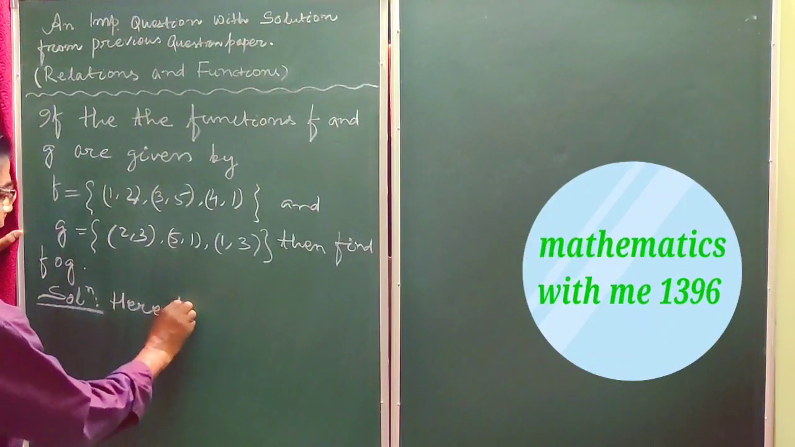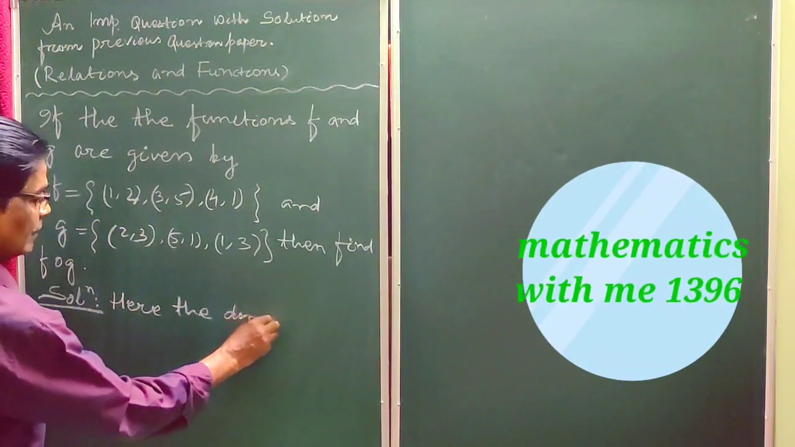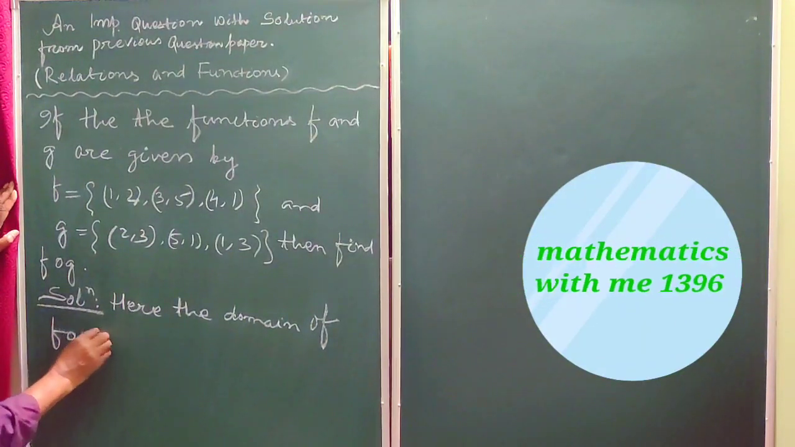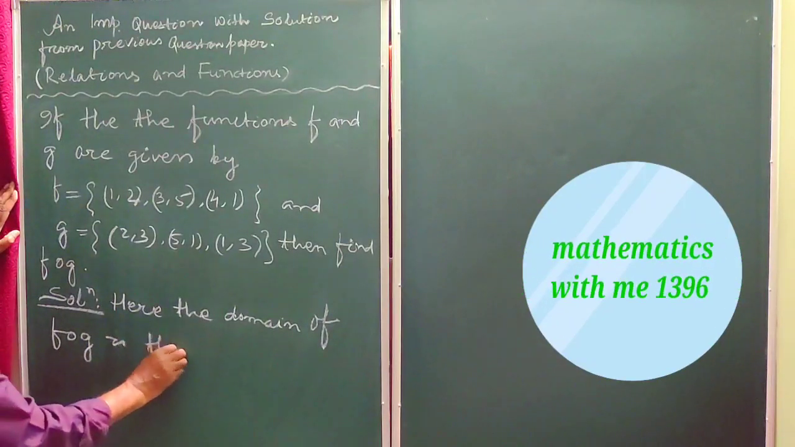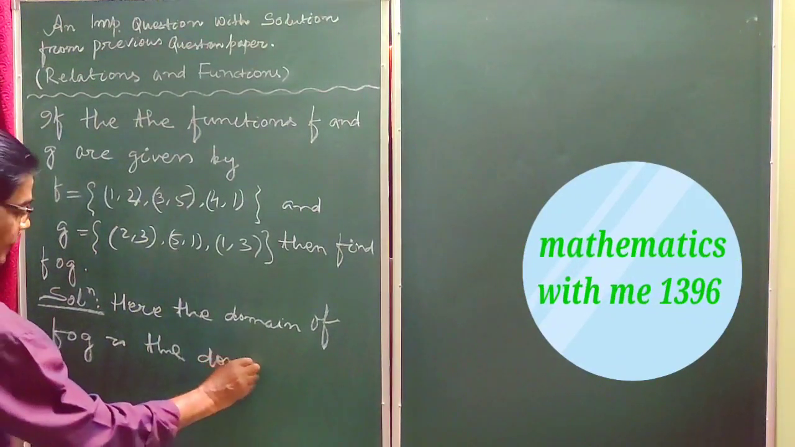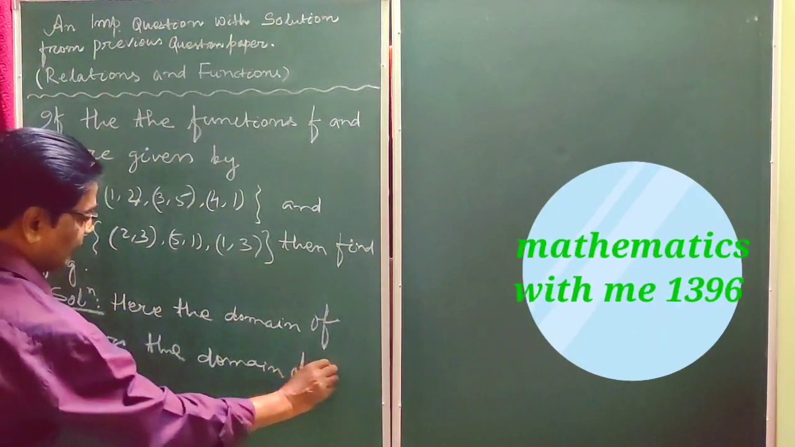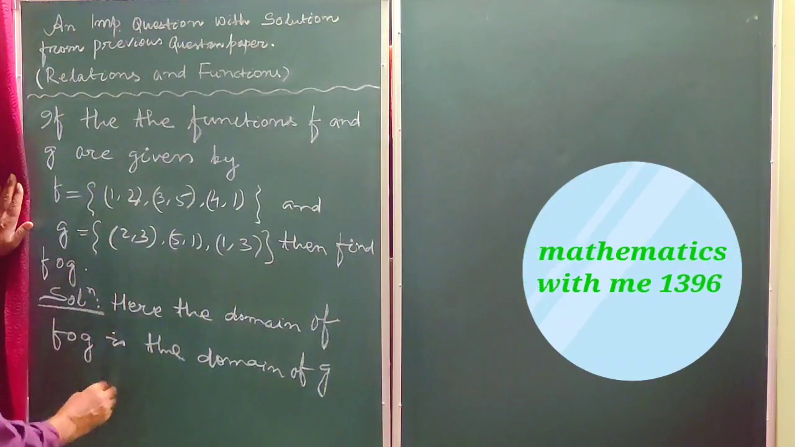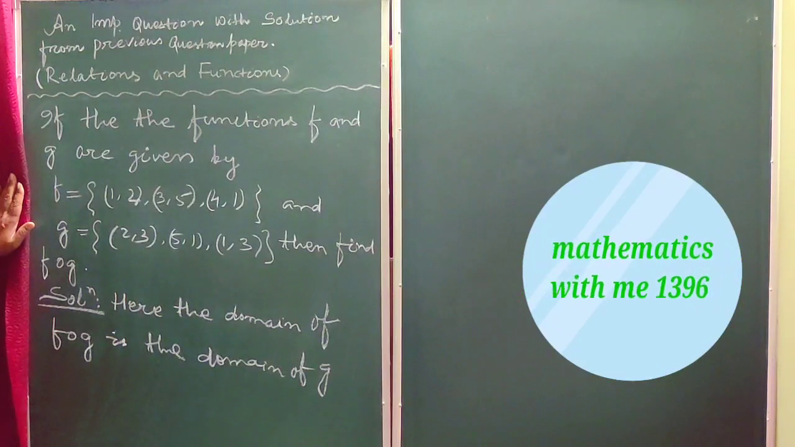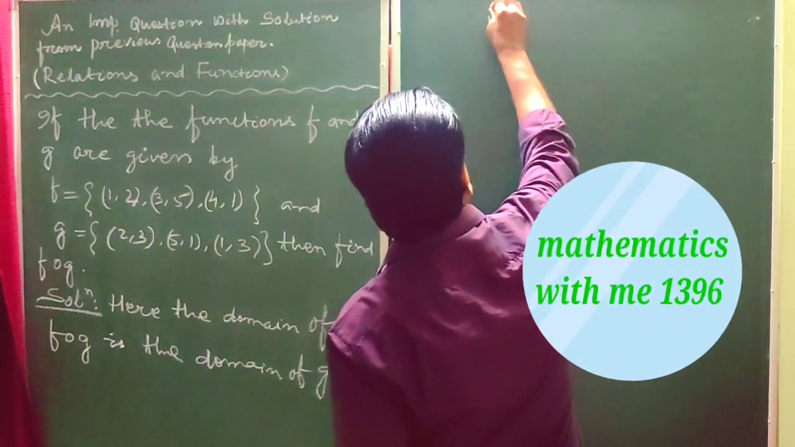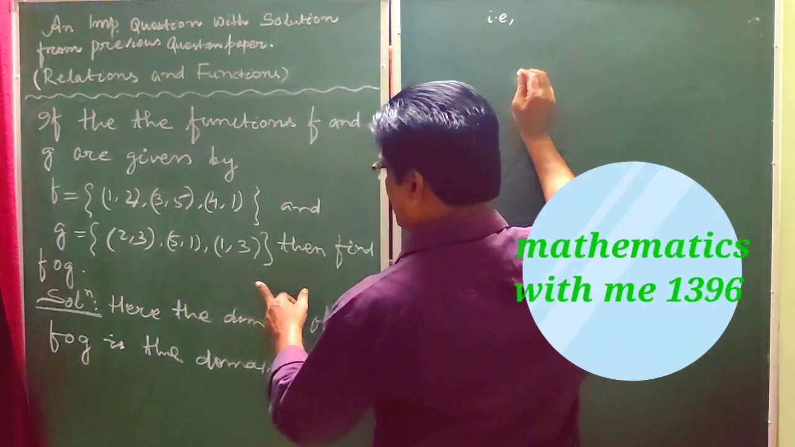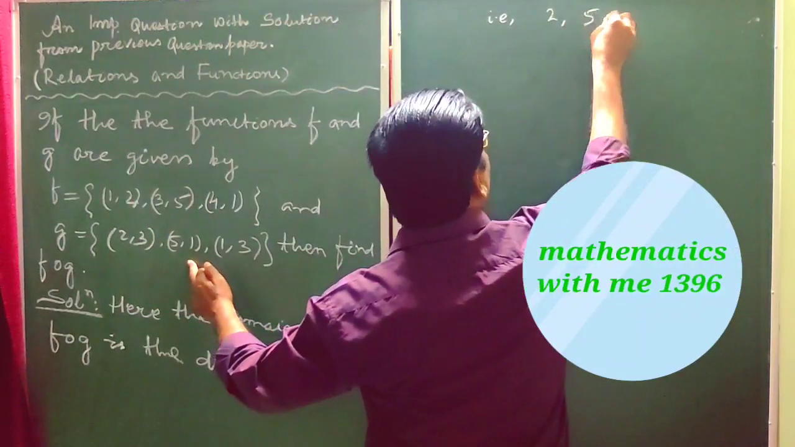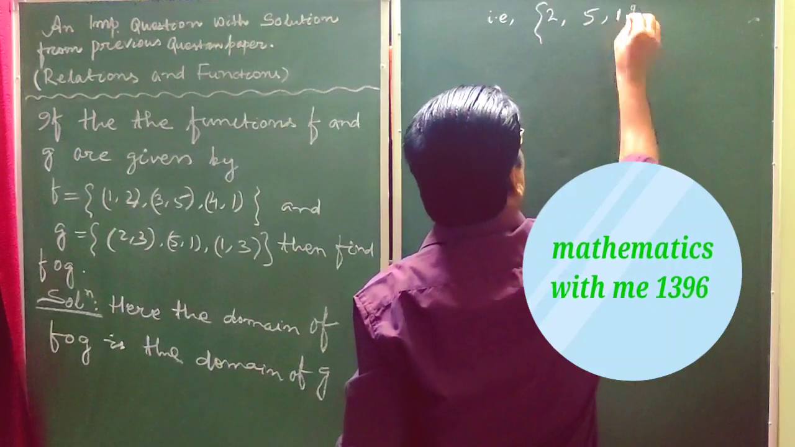Here the domain of f o g is the domain of g. That is, the domain is 2, 5, 1. So this is the domain.